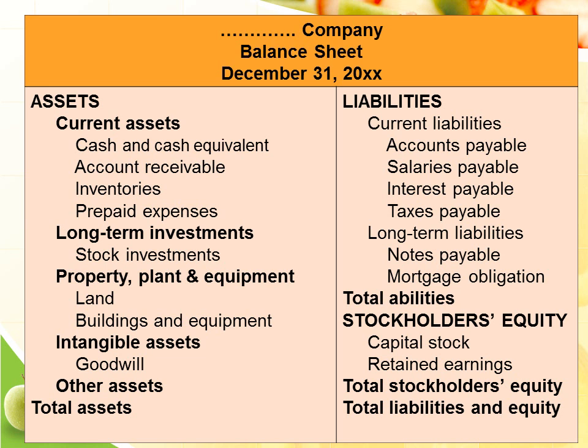Next, the liability section is divided into current liabilities and long-term liabilities. Current liabilities are debts that are due to be paid within 1 year or the operating cycle, whichever is longer. For example, accounts payable, salaries payable, interest payable, taxes payable, and so forth. Long-term liabilities relate to any obligation that is not current and include notes payable and mortgage obligations. You remember we studied current liabilities and long-term liabilities in Chapter 2, Subjects of Accounting.